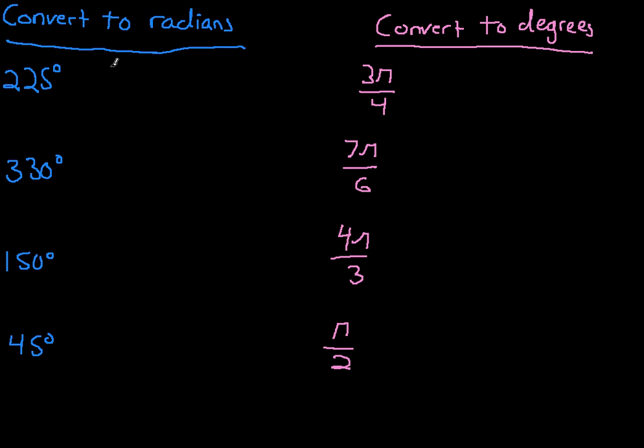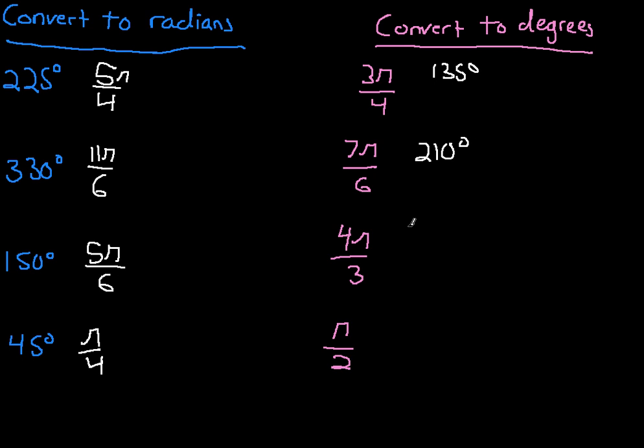225 degrees is 5 pi over 4. 330 degrees is 11 pi over 6. 150 degrees is 5 pi over 6, and 45 degrees is pi over 4. On the other end, 3 pi over 4 is 135 degrees. 7 pi over 6 is 210 degrees. 4 pi over 3 is 240 degrees. And pi over 2 represents 90 degrees. So if you got all those right, great job. Otherwise, let's go ahead and try these.